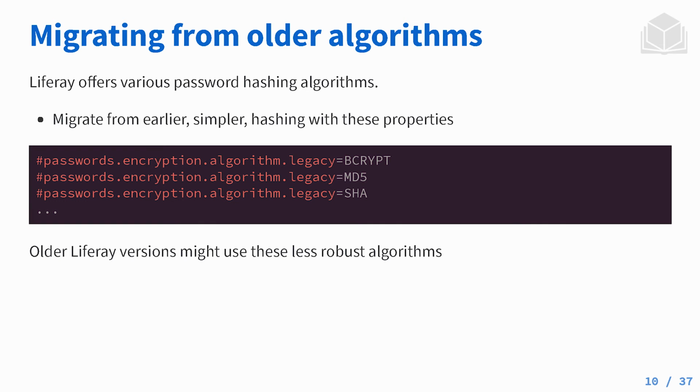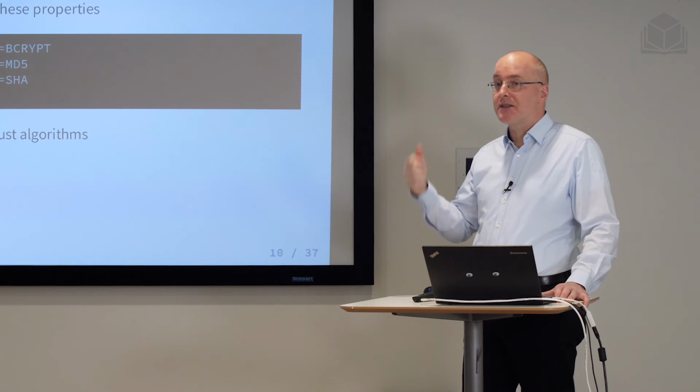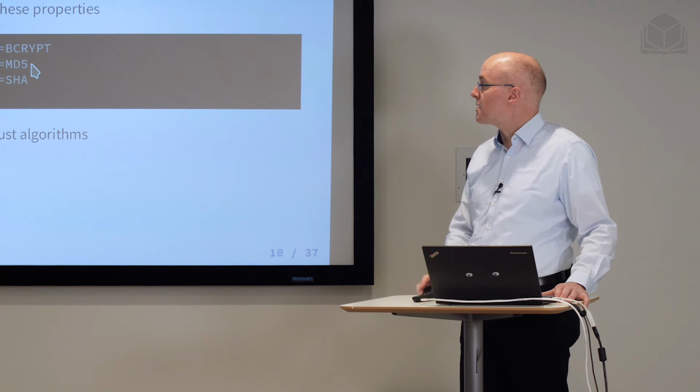Speaking of migration from older algorithms, this is how it works. You can migrate from older algorithms by just specifying the password encryption algorithm legacy. Notice that it says encryption here, but it's actually hashing. But still, this is what we live with. This is what the Portal properties contain. It says encryption, even though that's technically wrong.